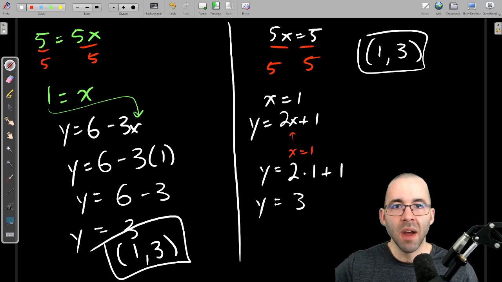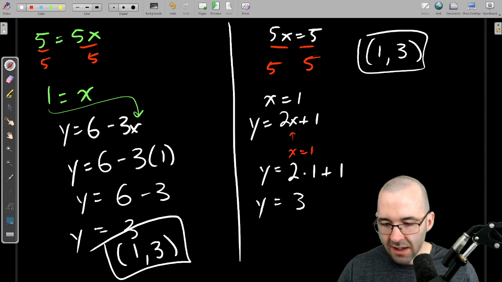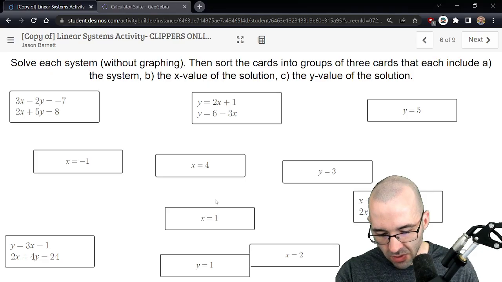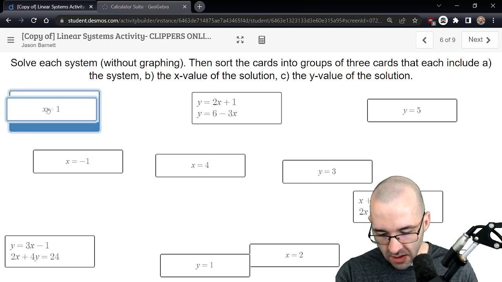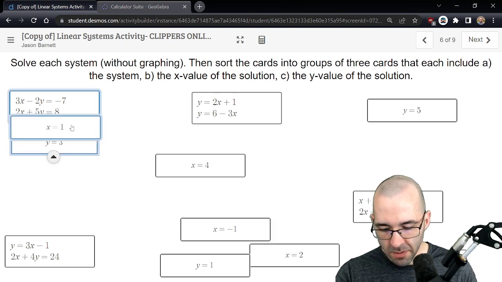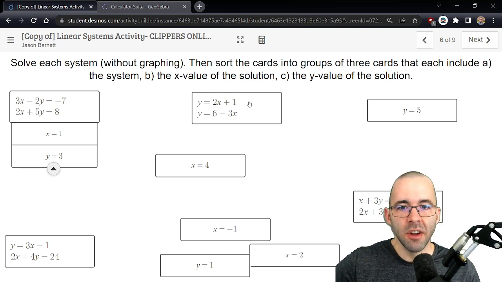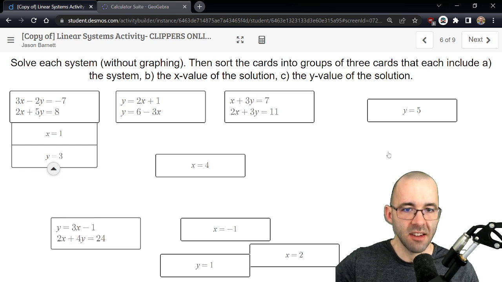You don't have to use both methods. Sometimes one method will be easier than the other. We'll do more of this in the 96 video. And that's the idea. So our answer for this one is going to be (1, 3). x is equal to 1, and the y value is equal to 3. It doesn't have to be in order, but usually we put things in alphabetical order here. So you're going to do the same thing with these other ones. And again, there will be more of this in the 96 video.